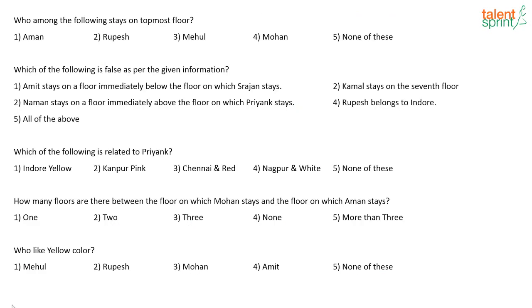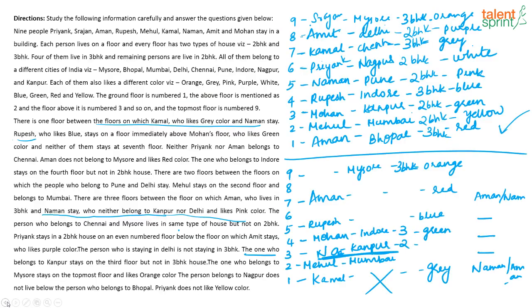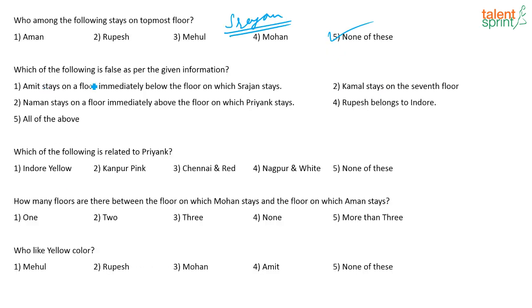Now let's look at the questions that follow. First question: who among the following stays on the topmost floor? None of these, right? Srajan stays on the topmost floor. Next one: which of the following is false as per the given information? Amit stays on a floor immediately below the floor on which Srajan stays. Yes, this is true. Kamal stays on the 7th floor. Yes, that is also true.